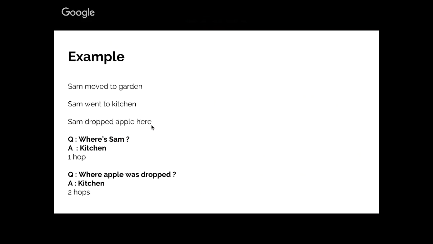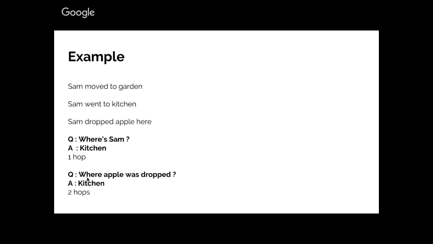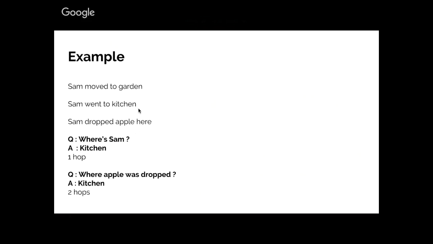Firstly, the question is, where is Sam? If we have to make the machine learn about this, we have to see that it's in a single line: Sam went to the kitchen, so Sam is in the kitchen. But when we increase the complexity by one level, where the apple was dropped, now the apple is with Sam, and Sam is in the kitchen. So fundamentally, it requires you to move from one hop, which is basically one embedding to another embedding. It's all about embedding those in the vector space and extracting from it.